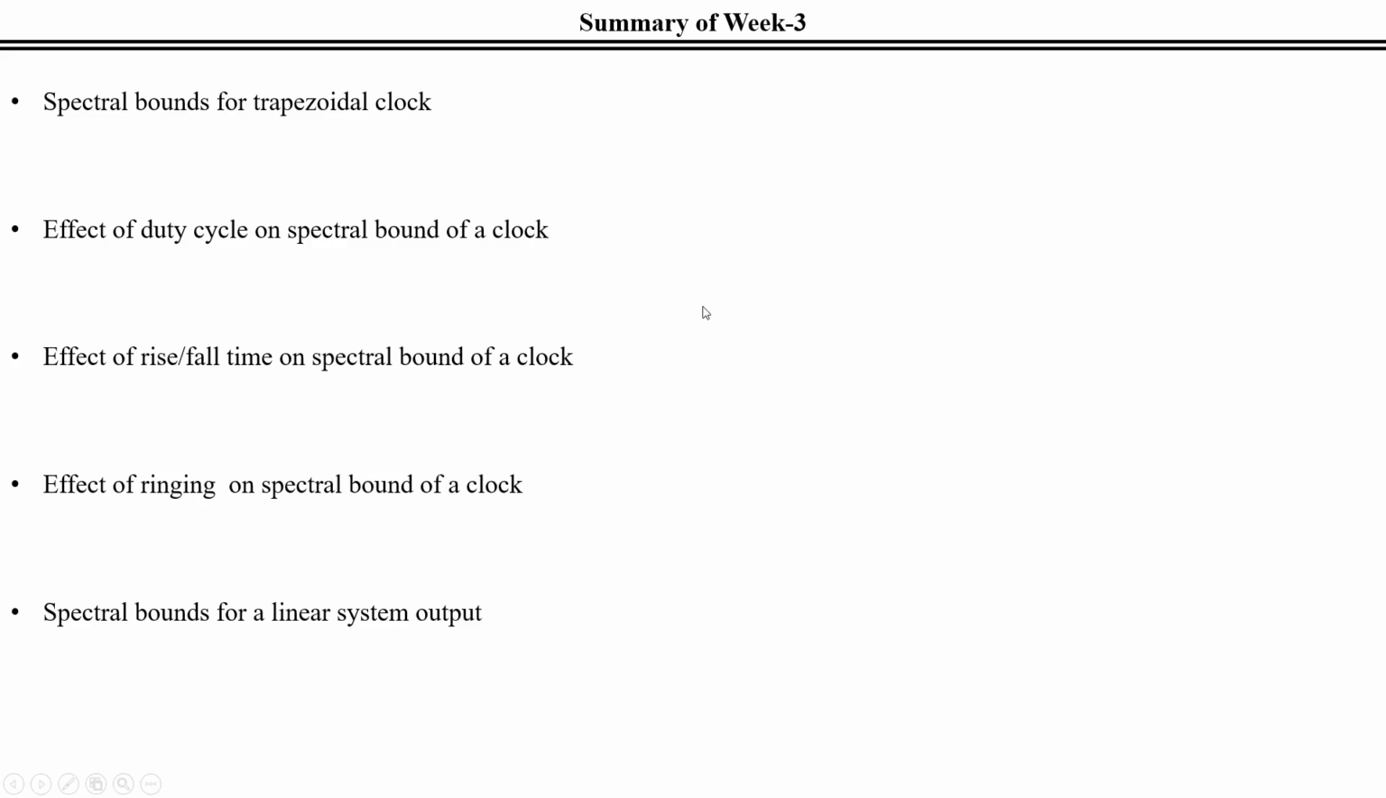Last week, the professor discussed the spectral bounds of a trapezoidal clock, the effect of duty cycle on the spectral bound of a clock, the effect of rise and fall time on the spectral bound of a clock, and the effect of ringing on the spectral bound of a clock. Spectral bounds for linear system output were also discussed. In the first part, the spectral bounds for a trapezoidal clock were discussed.